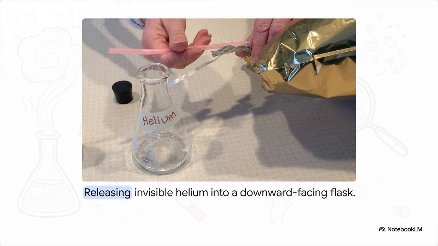But this brings up a really fascinating challenge. We are releasing this helium gas into that downward-facing glass flask, but the gas itself is completely invisible. So when we eventually pull that stopper out, how can we be absolutely certain the helium actually floated up into the base of that upside-down flask, instead of just sinking and spilling all over the table?